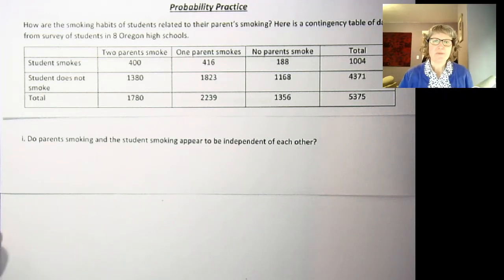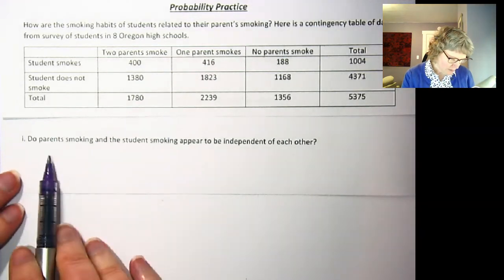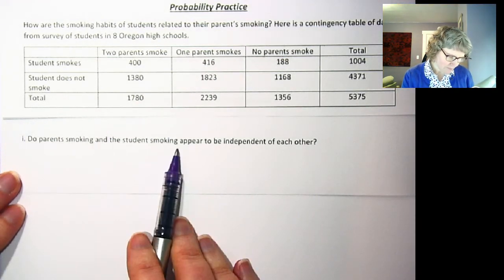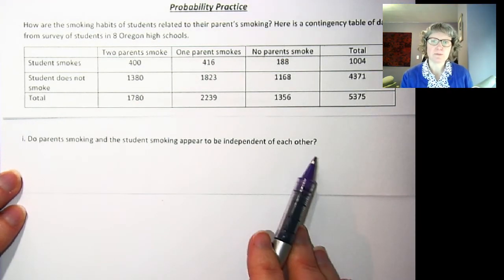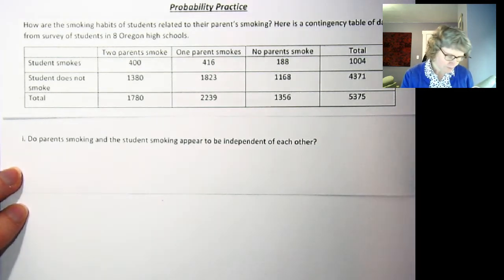Hi there. At the bottom of this probability practice sheet is another independence test. So I'd like to go through that with you. And the question is, do parents smoking and the student smoking appear to be independent of each other? And we're going to use the conditional test on this. You could use either, but in Module 4, we're using the conditional test.